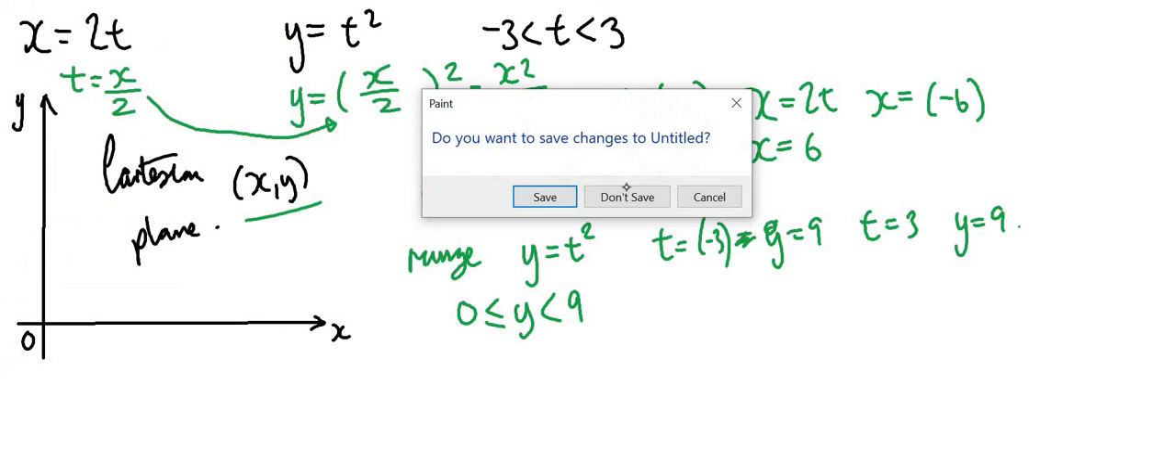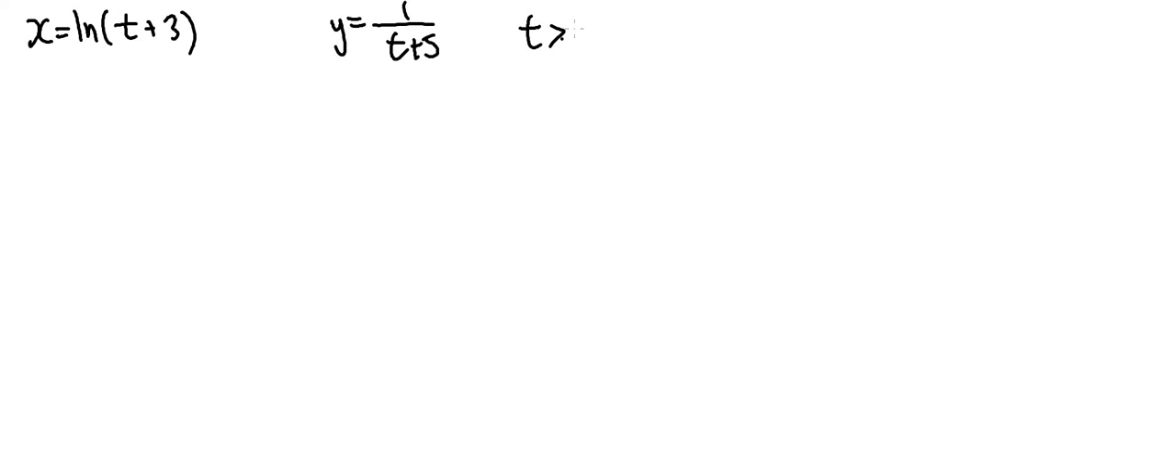Let's look at another example. It's going to be a bit more complicated. So now let's define x as the natural log of t plus 3, and y is equal to 1 over t plus 5, and our domain is t greater than -2. Again, we're going to try and turn this into Cartesian form where y is written in terms of x, and then we'll be able to draw the graph. If you want to have a go at this, stop the video, give it a go, and compare it to what I write in a second.